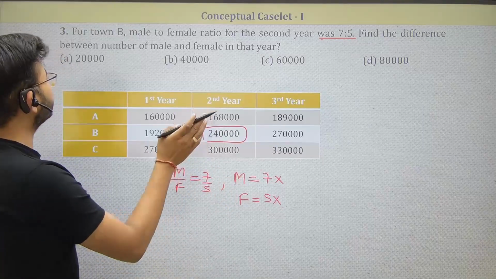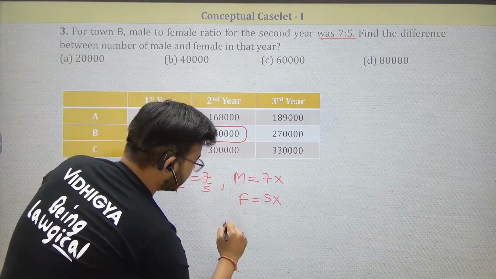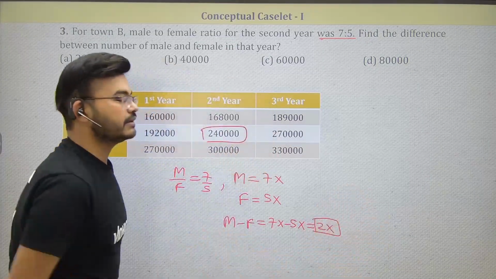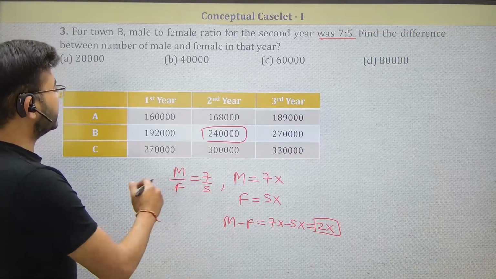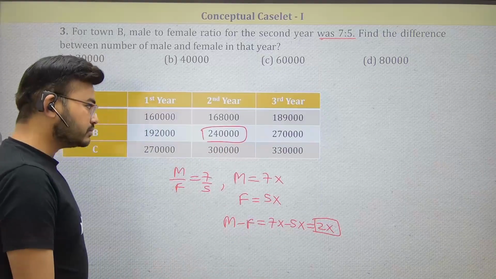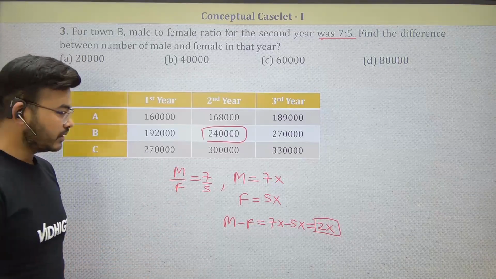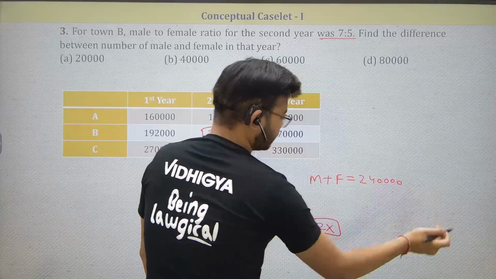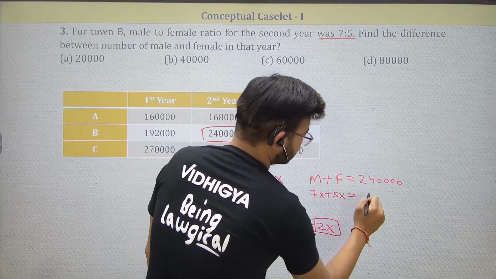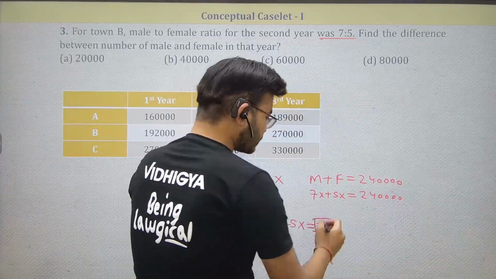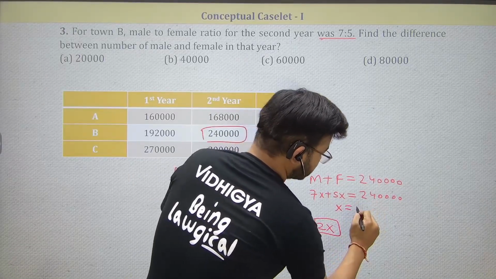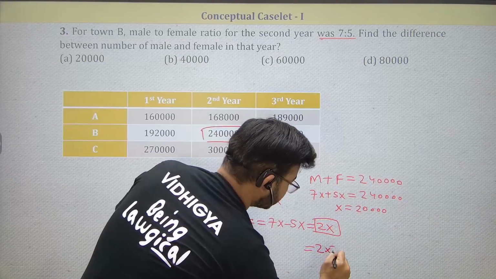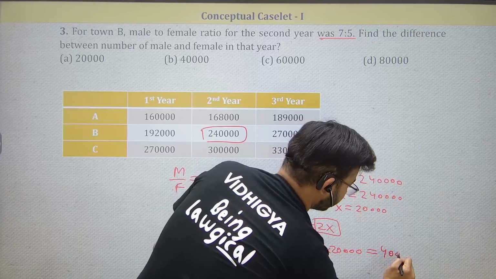Now we need to find the difference between the number of males and females in that year. So male minus female is equal to 7x minus 5x, that is equal to 2x. So we need to calculate the value of 2x. Now we know that in town B, the total population was 2,40,000, comprising males and females. So male plus female, that means 7x plus 5x, equals 2,40,000. So the value of x, divided by 12, will come out to be 20,000. So we substitute that value here: 2 into 20,000 will be equal to 40,000.